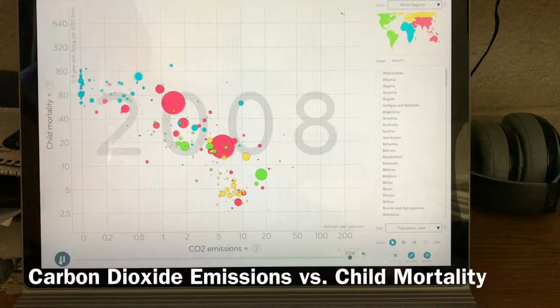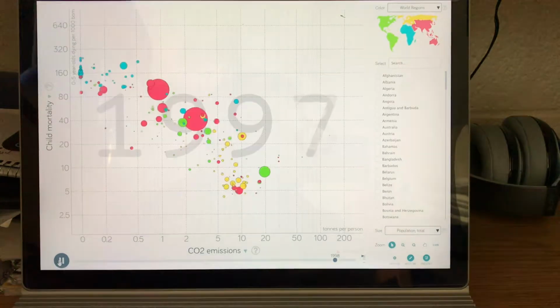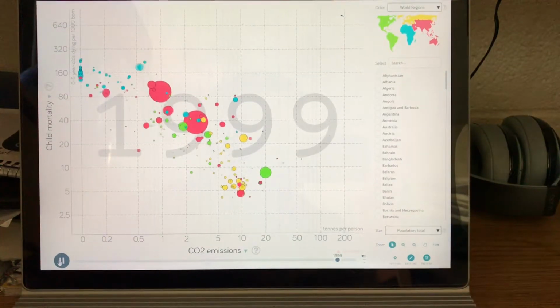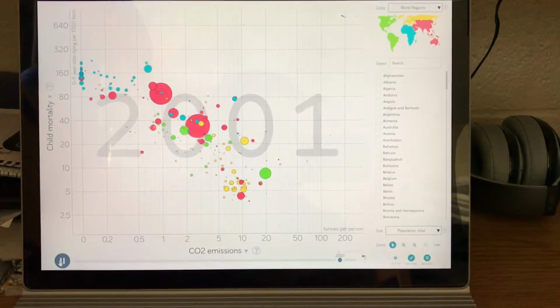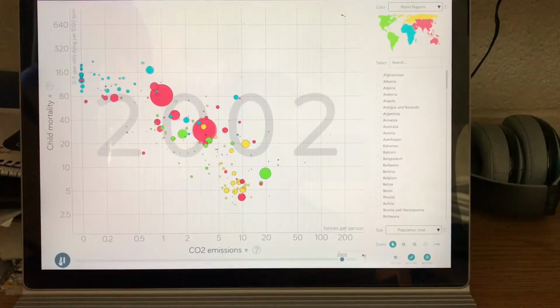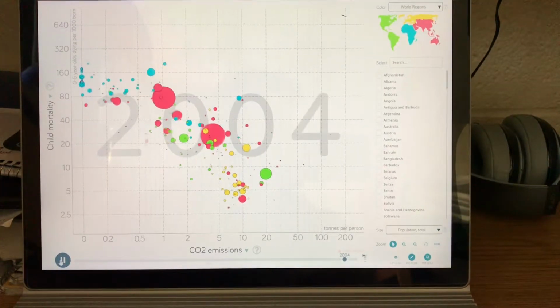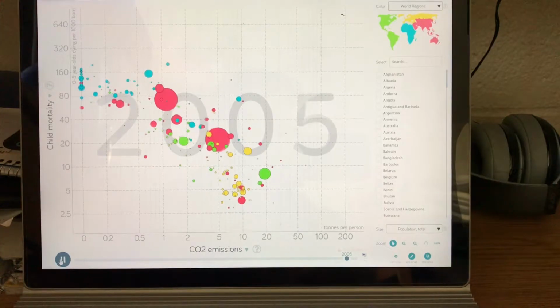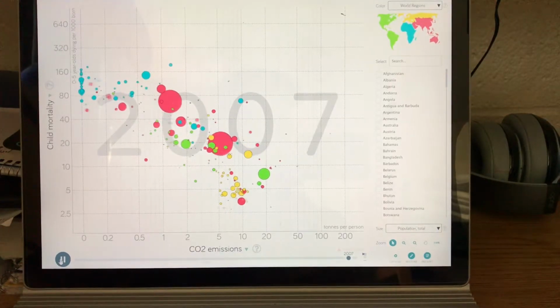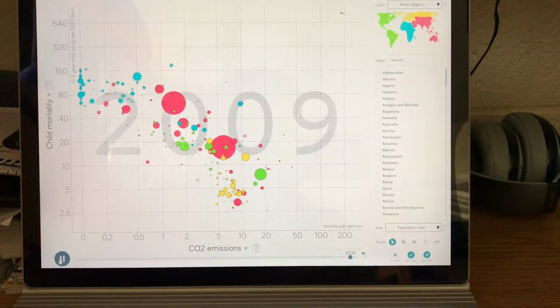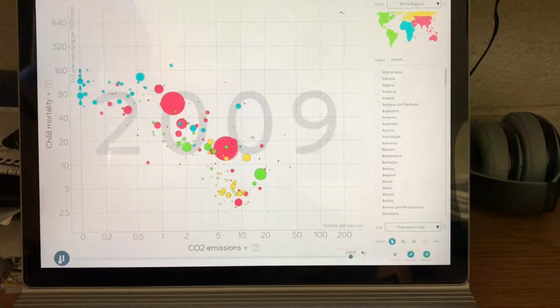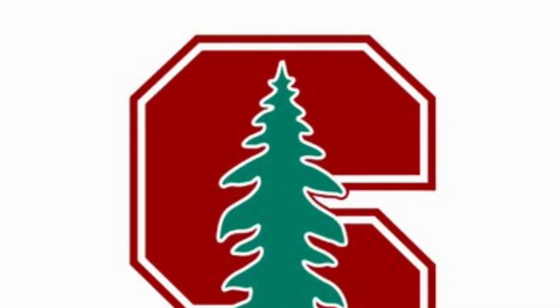Because almost every bubble moves down and to the right, there is a distinct interrelationship between the two variables. This evidence suggests that as CO2 emissions increase, child mortality decreases. While there are other factors that influence child mortality, this correlation intrigued us enough to justify an analysis of the claim that increased CO2 emissions reduce child mortality rates.